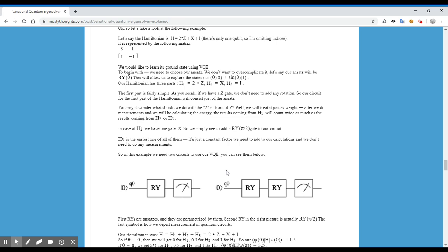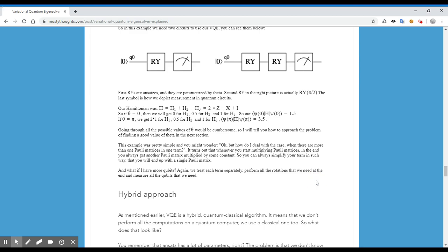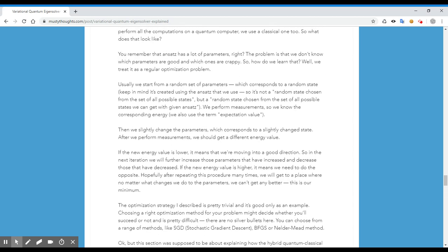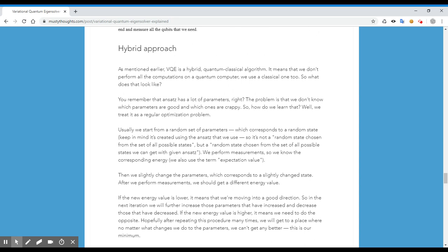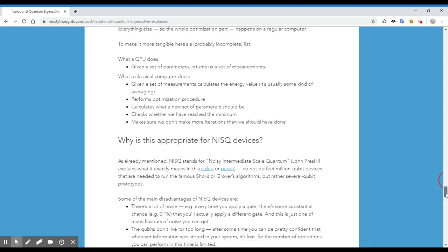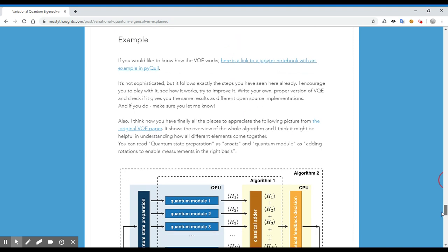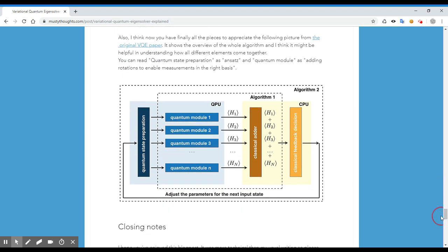Okay. Why is my scrolling not working anymore? Okay, now. A hybrid approach. Why is this appropriate for NISQ devices? Okay, interesting. And oh, an example. Okay. I think I've seen that somewhere else as well. Is it in the original VQE paper? Oh, yeah, the following picture from the original VQE paper. It sounded familiar.